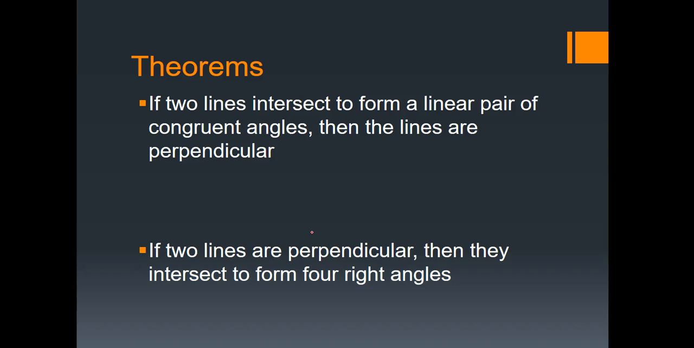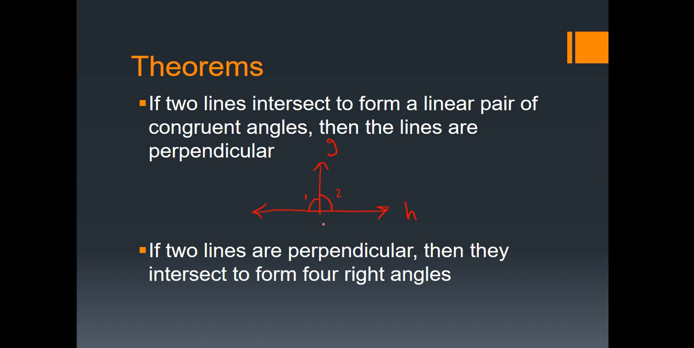If two lines intersect to form a linear pair, so like this, okay, so if two lines intersect, let's call those H and G, to form a linear pair. So remember, linear pair means they make a line. And those angles are congruent. Then those lines have to be perpendicular.